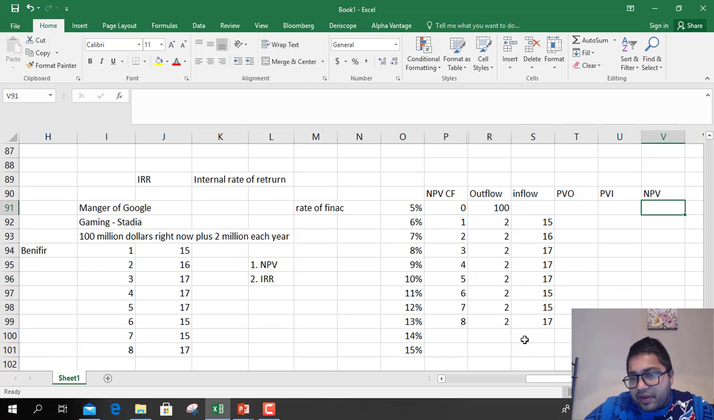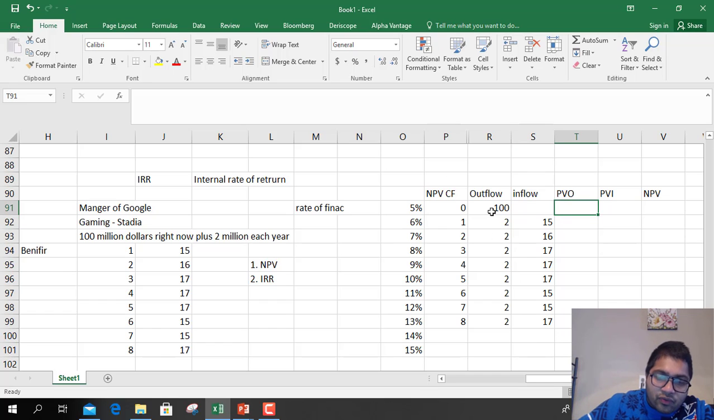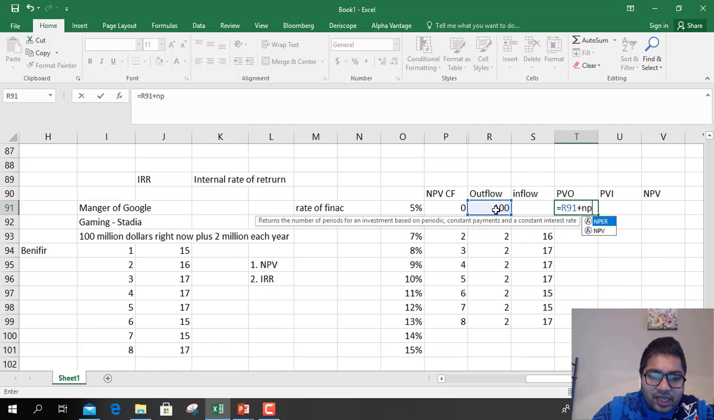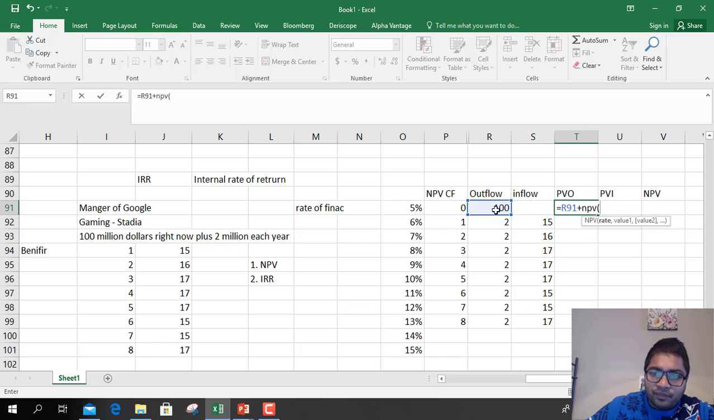So you need NPV. How to find out NPV? The complex part is, initially it was easy because there was only one outflow, but there are multiple outflows right now. So how to do it? Present value of outflow equals 100 as it is. We don't discount 100 because it is happening right away. But the rest of it we have to discount. So NPV, net present value of the rest of the outflows, and we'll do it at different rates.